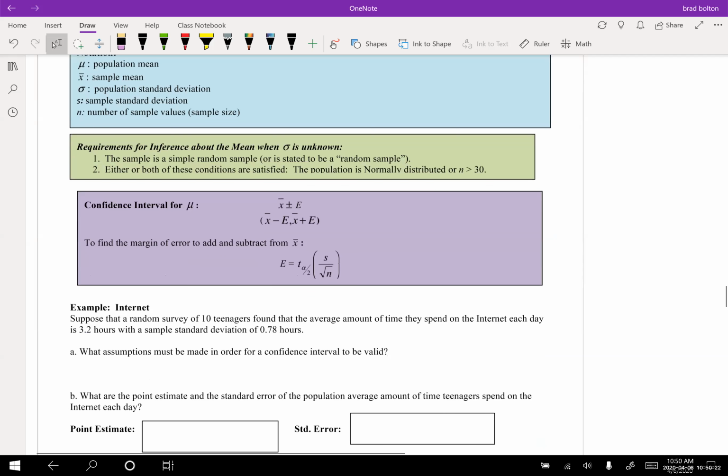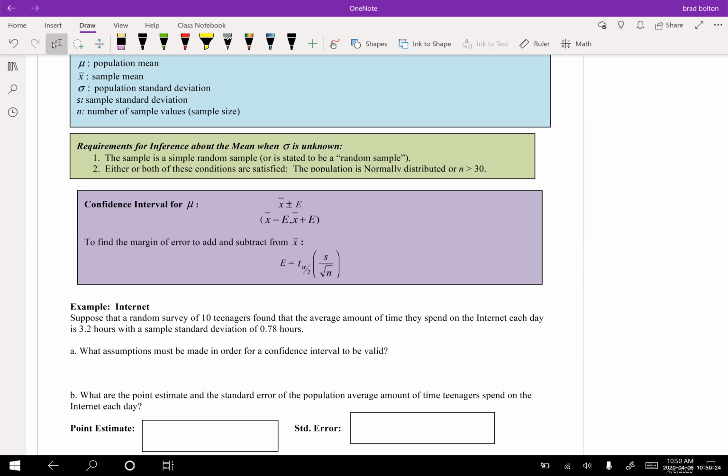So here we're talking about confidence intervals for mu. Again, as always, it has to be a random sample, and the population is normally distributed or n is greater than 30. Okay, so it says to find the margin of error. These are the 2 formulas I'm looking at right here. I'm kind of jumping ahead.